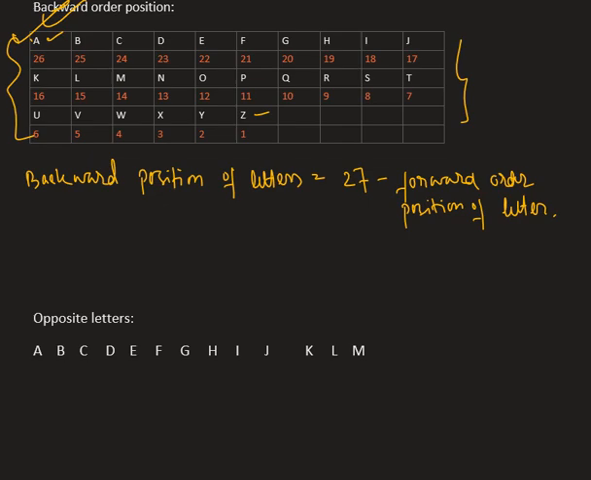For example, suppose the backward order position of A is 26, and it is equal to 27 minus 1, which is 26.